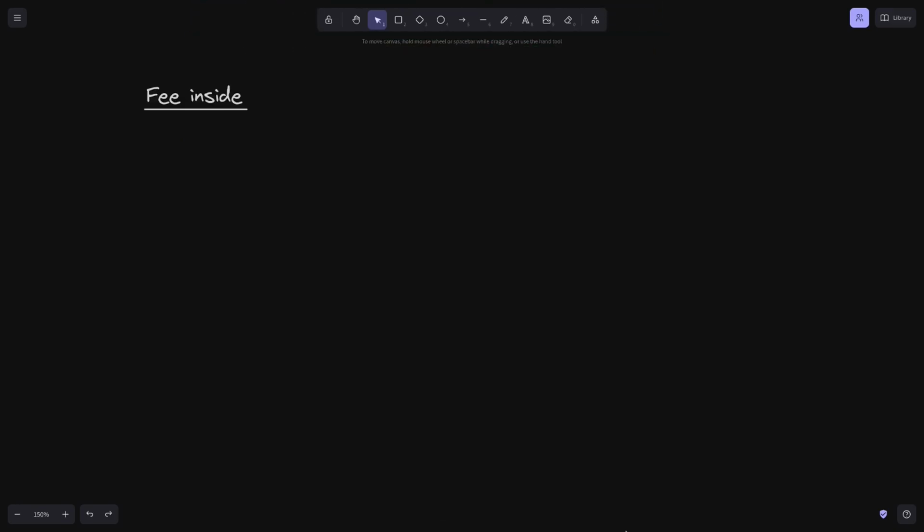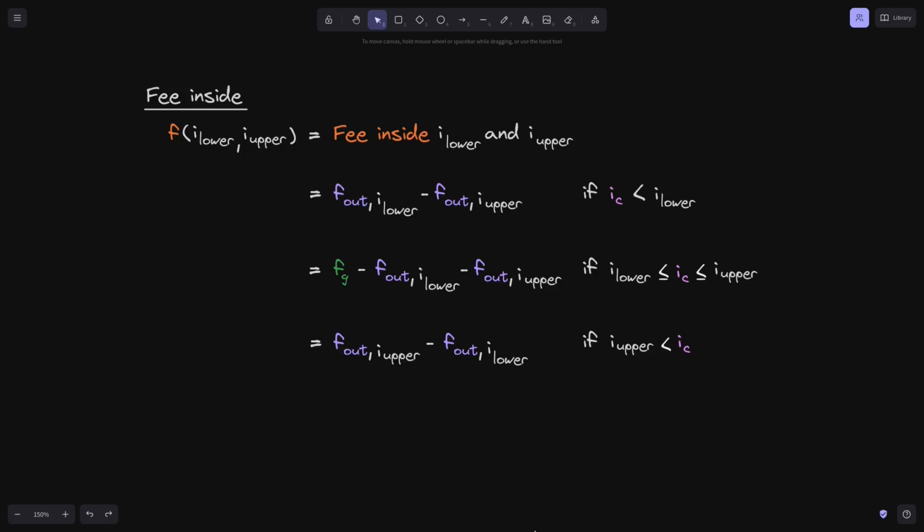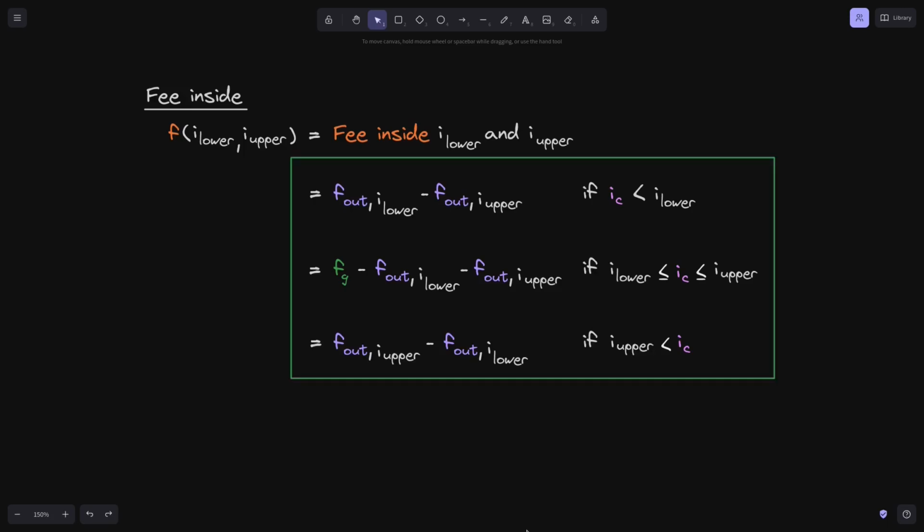Next, we simplify the equation for fee inside. We define f of i lower and i upper to be fee inside the ticks i lower and i upper. Then we found three equations for fee inside. We'll be using this equation when the current tick i of c is less than tick i lower. And we'll be using this equation if the current tick i of c is in between i lower and i upper. If the current tick i of c is greater than i upper, then we'll be using this equation. We'll be using all three of these equations in this video.